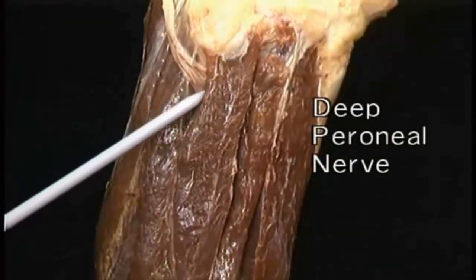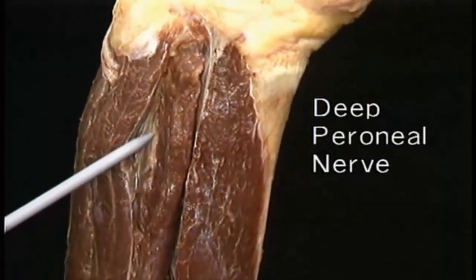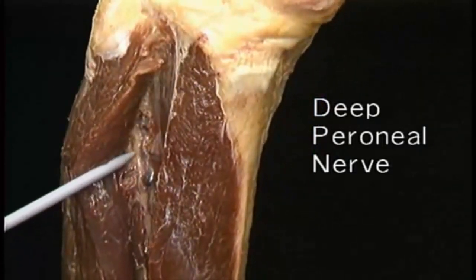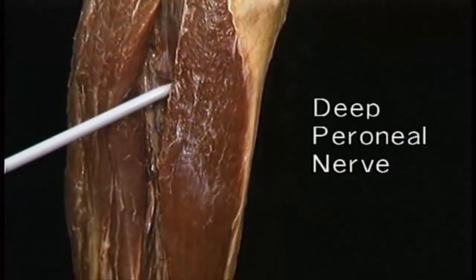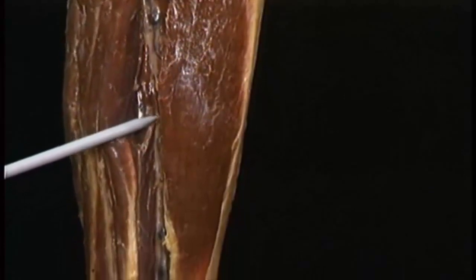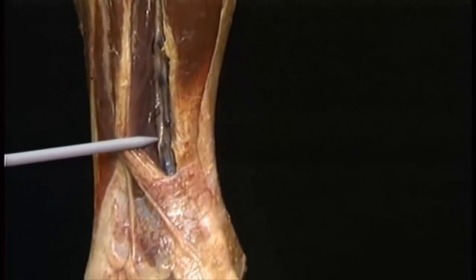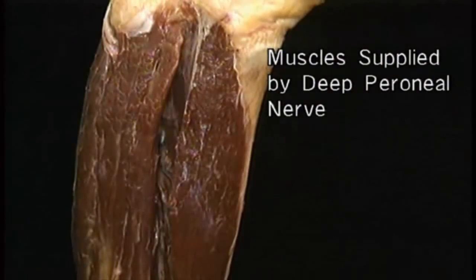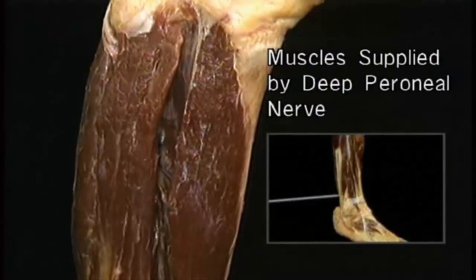The deep peroneal nerve runs under peroneus longus. Here it is again. And then under this adjoining muscle, which is extensor digitorum longus. Here's the deep peroneal nerve emerging, just medial to the anterior tibial vessels and medial to tibialis anterior. The deep peroneal nerve follows the same course as the anterior tibial vessels as it runs down the leg and under the extensor retinaculum. Of the muscles that we've already seen in the leg, the deep peroneal nerve supplies tibialis anterior and peroneus tertius.